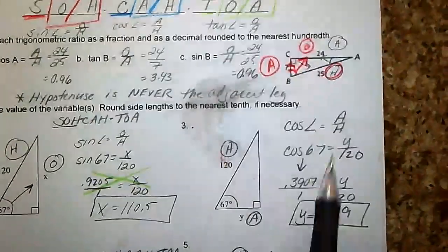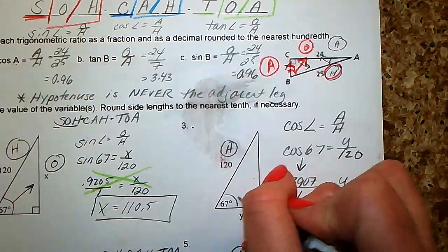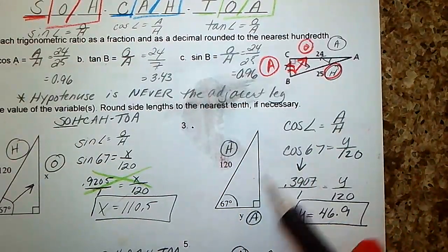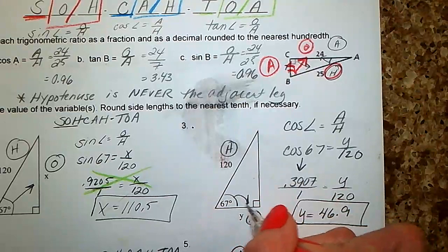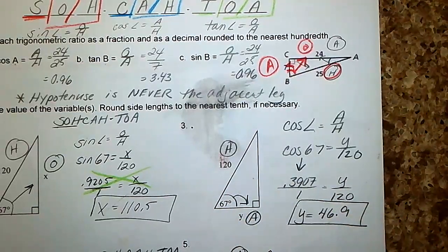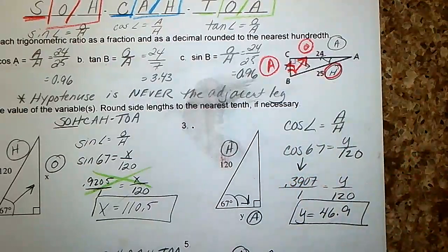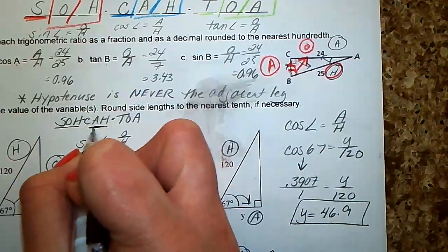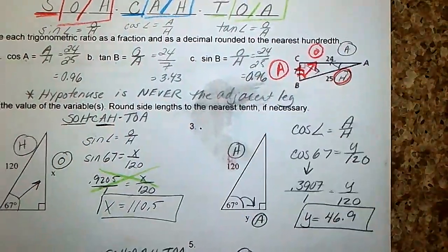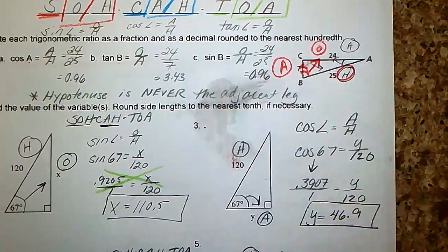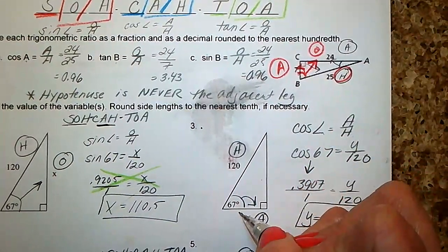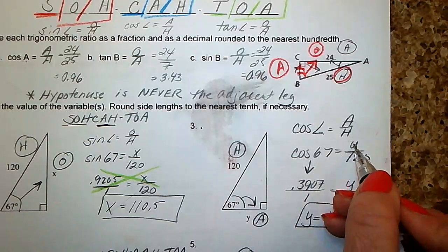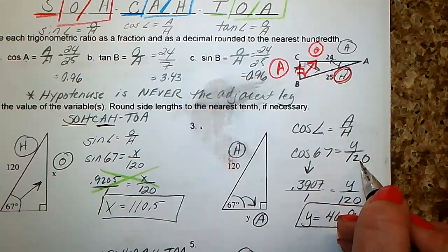All right, and this next problem here, I already set that up for you. From the angle, there is no opposite. We have the adjacent, and we also have the side across from the 90. We have our hypotenuse there. So the cosine of the angle is equal to adjacent over hypotenuse. Again, A and H, if you look over here, that is going to be our cosine ratio. So the cosine of 67 is equal to y, the adjacent, over the hypotenuse of 120.